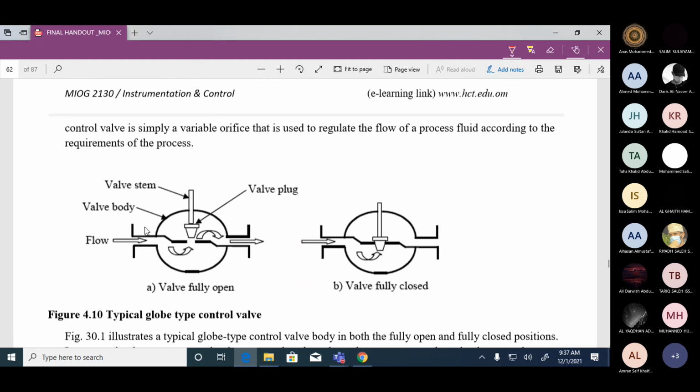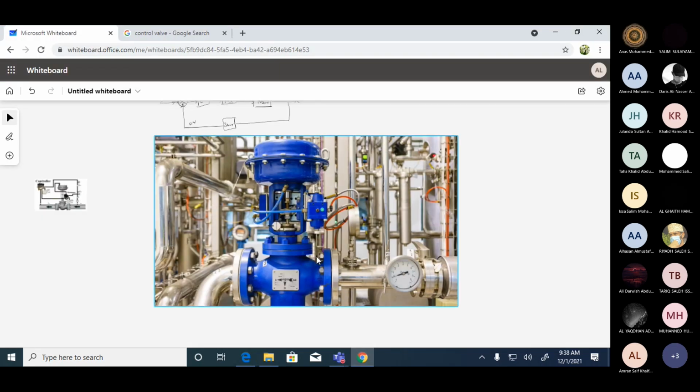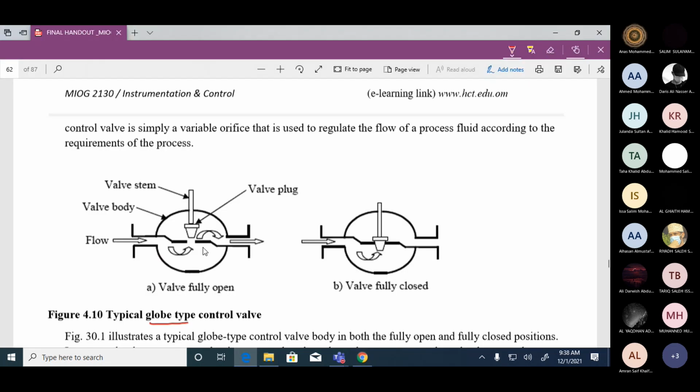What I am showing you here in figure 4.10 is the valve body of a globe type valve. There are many types of valves: globe valve, gate valve, needle valve, butterfly valve. Many different types of valves are there. What I'm showing you now is the globe valve, and only the valve body, the lower part. What does this part consist of? Here you see there is a valve stem and a valve plug.